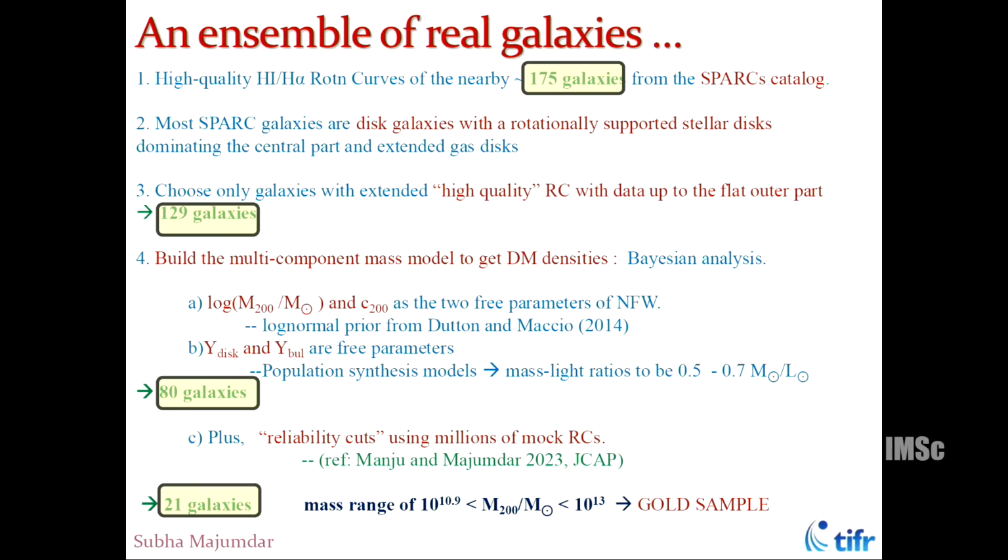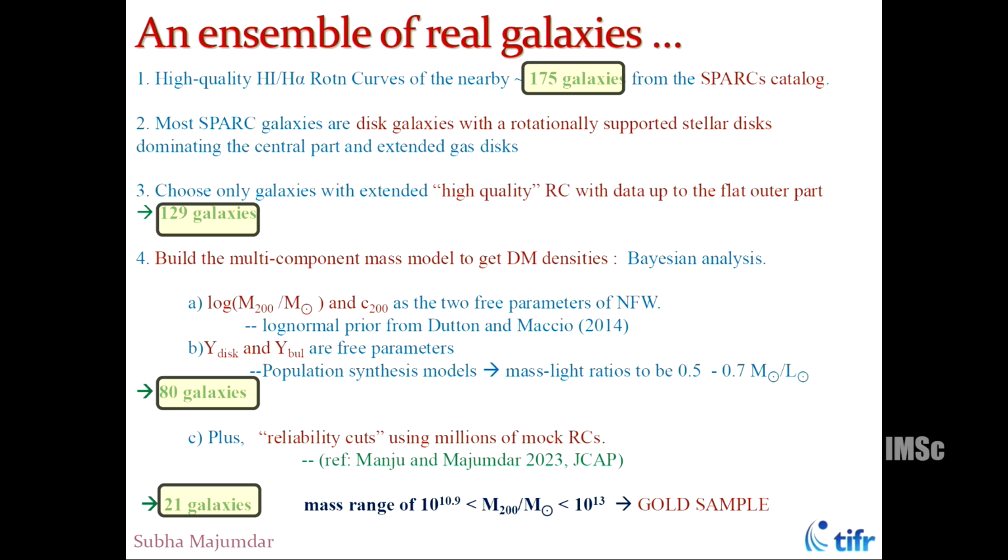Okay. So how do I do it? I will go very quickly through it. We start with SPARC galaxies. These have high quality HI and H-alpha rotation curves of 175 galaxies in the SPARC catalog. This thing took a long time to do, so this was some other projects. Okay. These are mostly disk galaxies, so they have a disk in them.